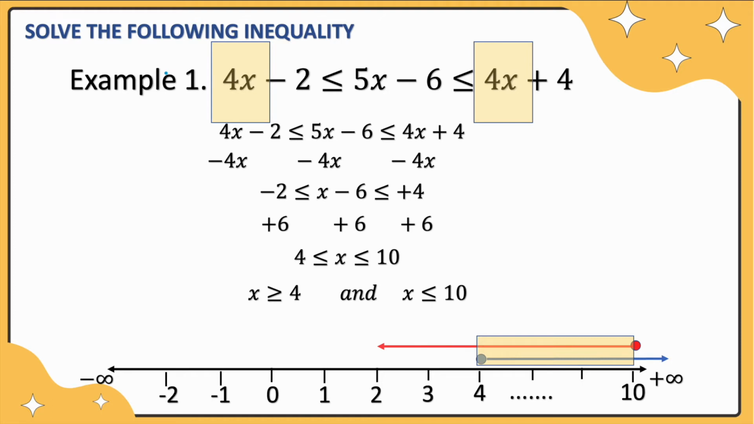We could also use interval notation to represent the solution. In this case, our lower limit is 4. Since x is greater than or equal to 4, that means 4 is included, we use a square bracket beside that. And our upper limit is 10, which is also included because x is less than or equal to 10. So we use another square bracket beside 10. If the values were not included, for example, if it was x greater than 4, not equal to 4, we use a parenthesis instead of brackets.